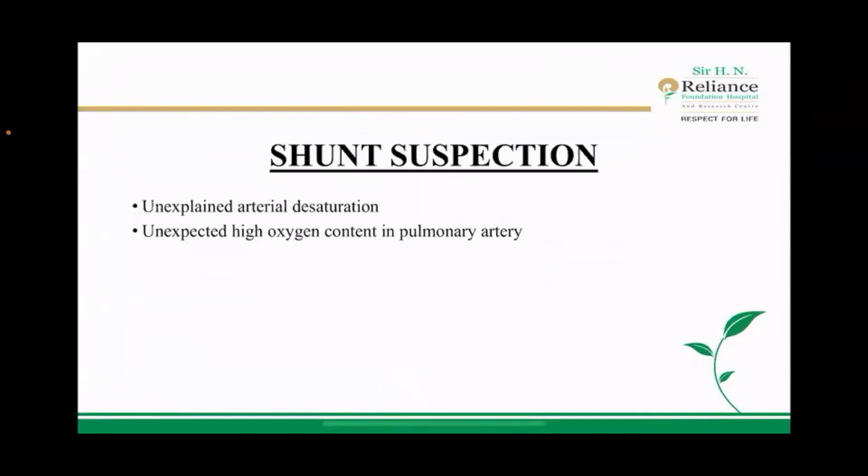So when do you suspect that there's a shunt? Sometimes when you see an unexplained arterial desaturation, then you can suspect a right to left shunt. It could be cardiac, or it could be extracardiac in origin due to pulmonary causes. Or when there's an unexpected high oxygen content in the pulmonary artery. This could be due to a left to right shunt when the oxygenated blood is getting mixed with the deoxygenated blood on the right side of the heart.